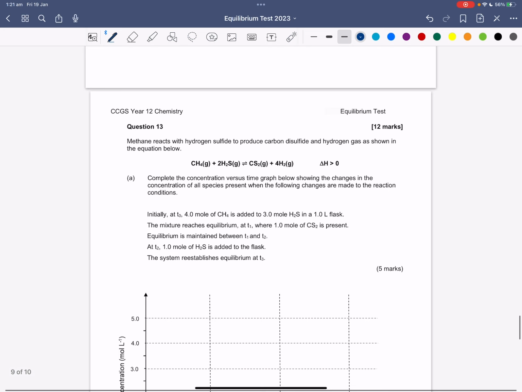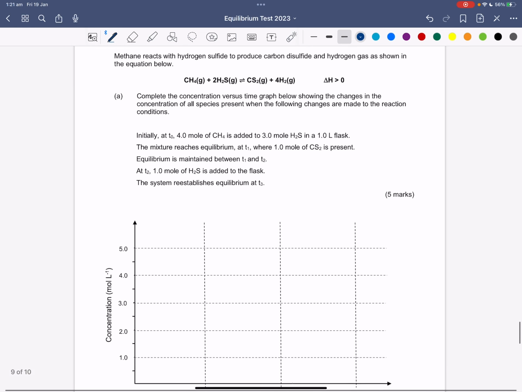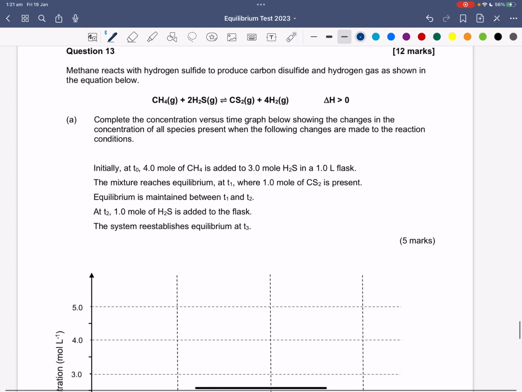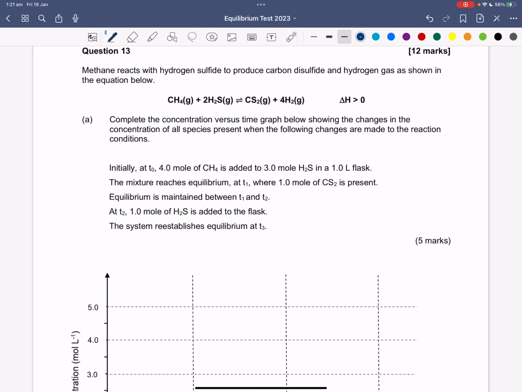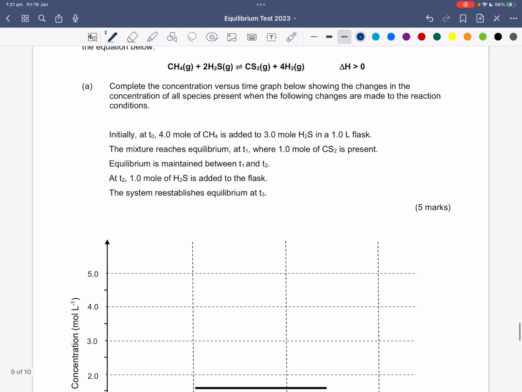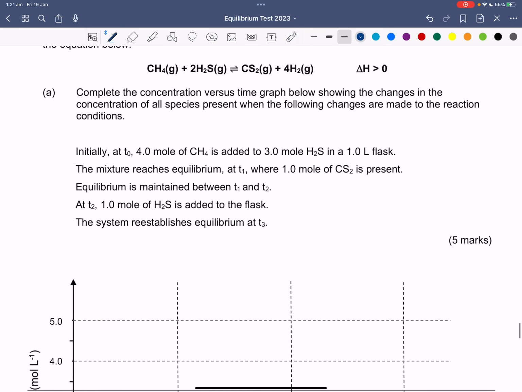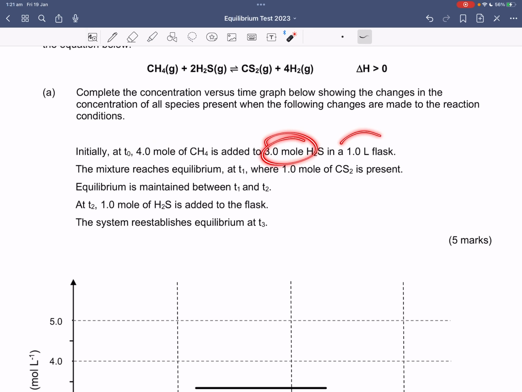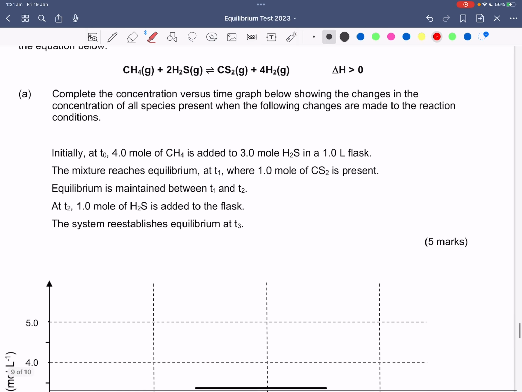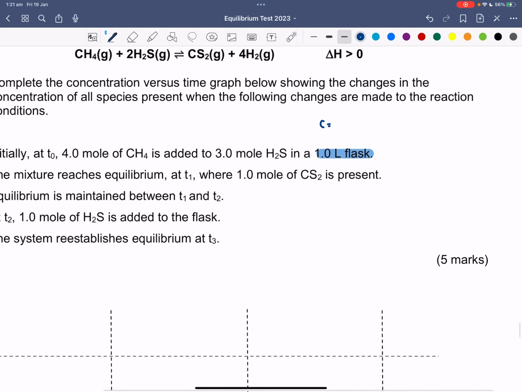Okay, next one. Methane reacts with hydrogen sulfide to produce carbon disulfide and hydrogen gas. Okay, fine. Alright, complete the concentration time graph. So, initially, 4 moles of CH4 is added to 3 moles of H2S in a 1 liter flask. Now, I like the fact that it's a 1 liter flask. Just remember, concentration is n on V, but because it's a 1 liter flask, the volume is 1, which basically means the concentration is the number of moles.